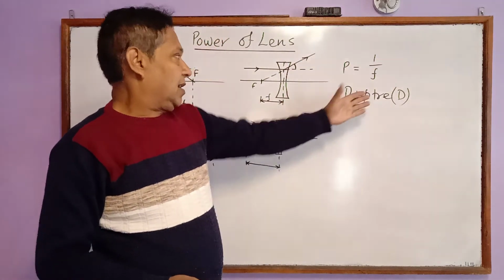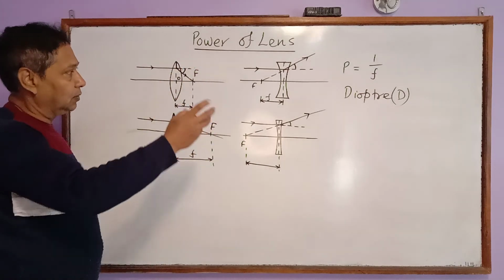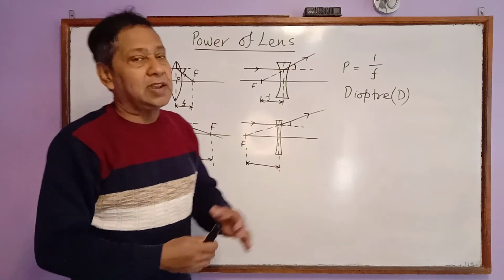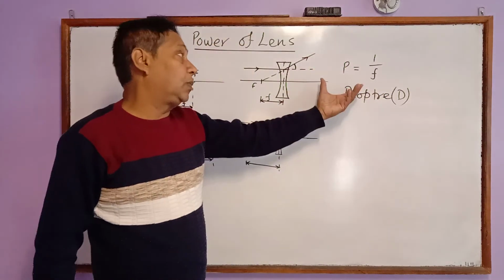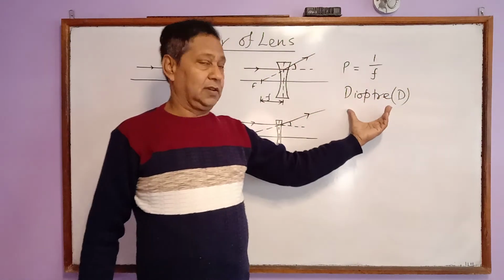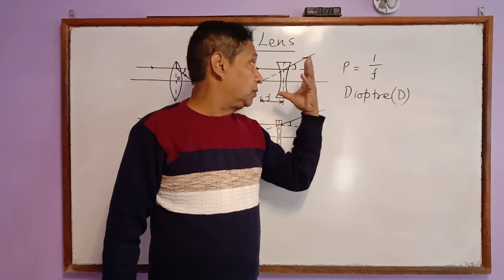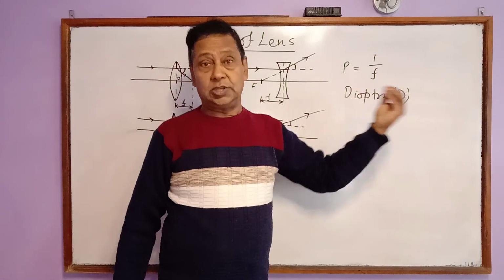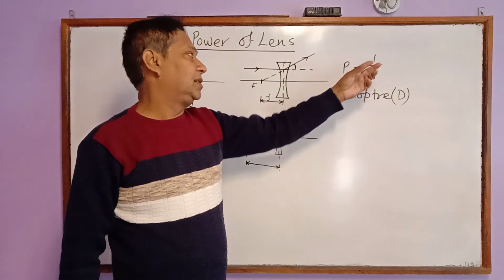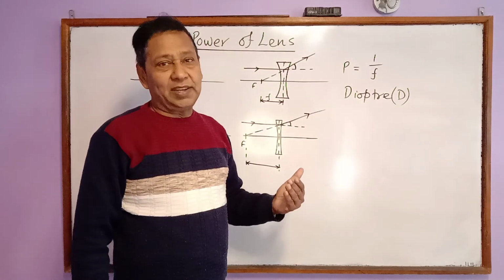This way, we can define power of lens in two ways. One in terms of converging or diverging capacity. Another way we can define power of lens in terms of what? The reciprocal of the focal length. In both cases, we can write in examination, both types we can use in examination, but if we have to calculate, then we'll use this equation. Okay, next class, we'll calculate power of lens.